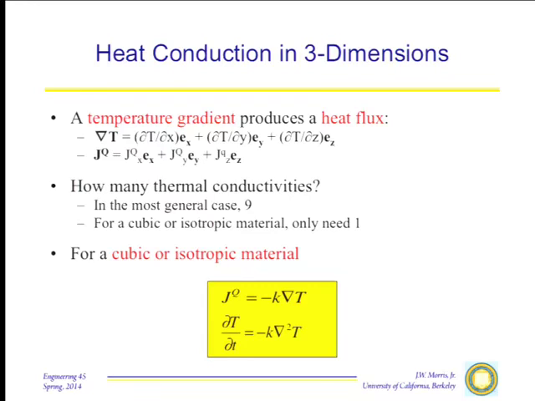So we'll need 2 thermal conductivities to describe that. One for thermal conduction perpendicular to the basal plane of the hexagon, the other for thermal conduction in the basal plane of the hexagon. And more complicated crystal structures may require even more. But we'll stick with cubic or isotropic materials.